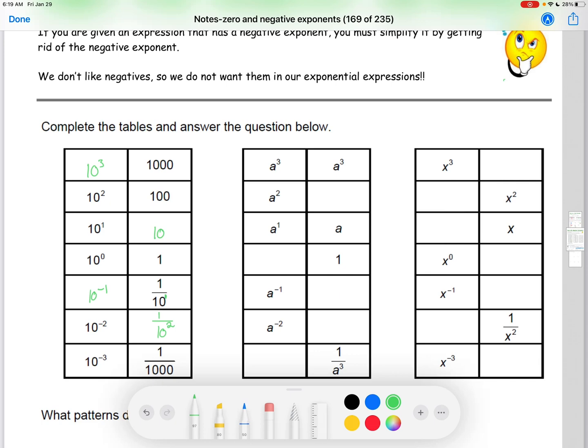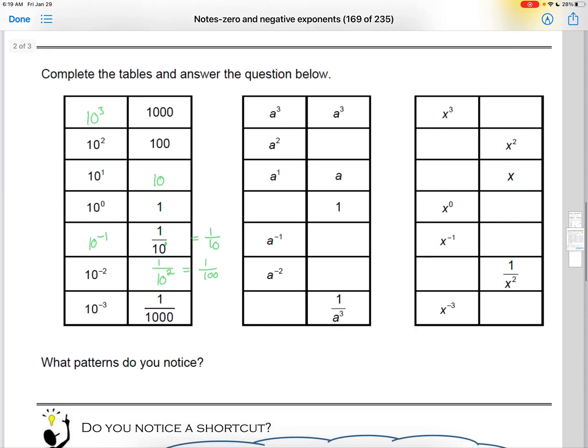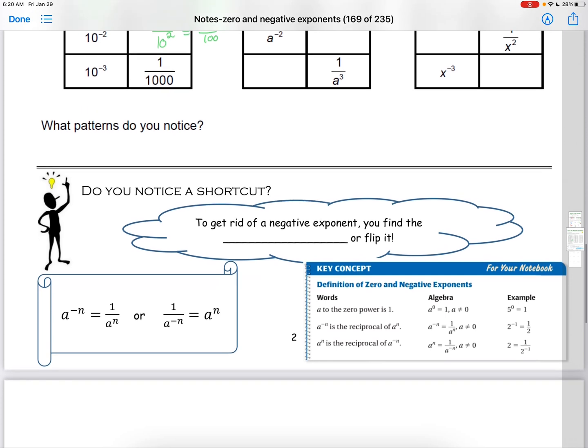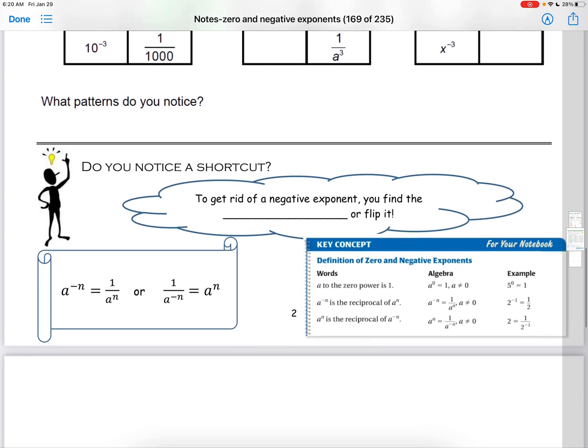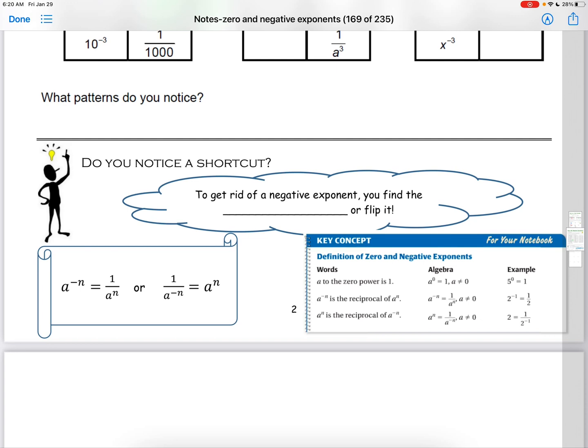And then 10 to the negative 3 is 1 over 10 to the 3, or 1,000. So notice another way, if I say 1 over 100, that's still 10 to the negative 2. And if all I write is 1 over 10, that's 10 to the negative 1. We can do that with these others as well, but I've already kind of told you what to notice, so we're going to keep it moving. To get rid of a negative exponent, you find what we call the reciprocal, or flip it.